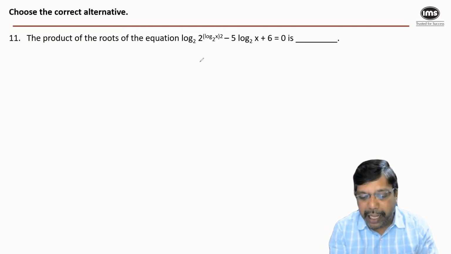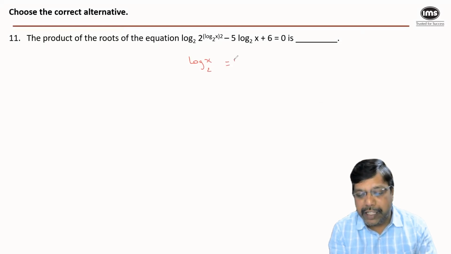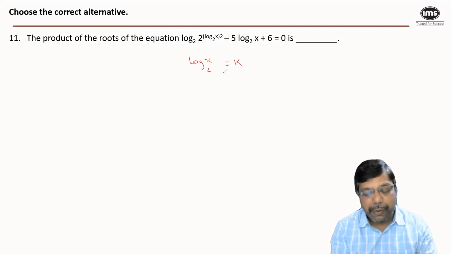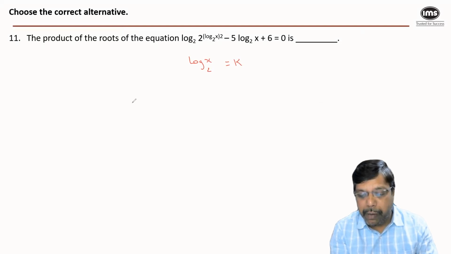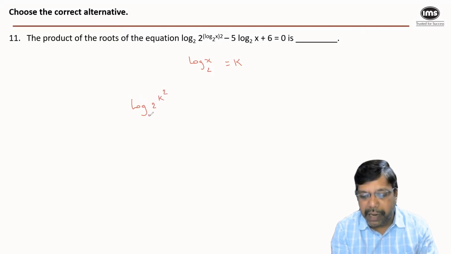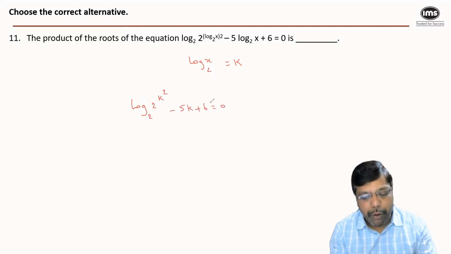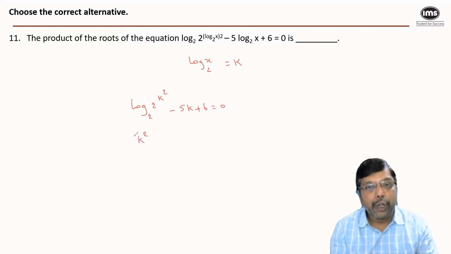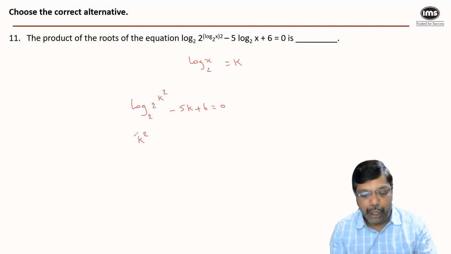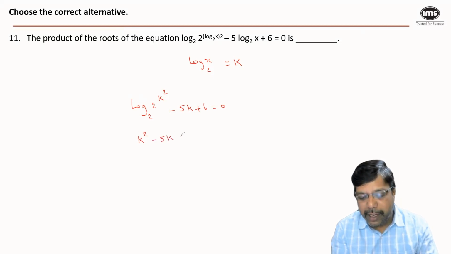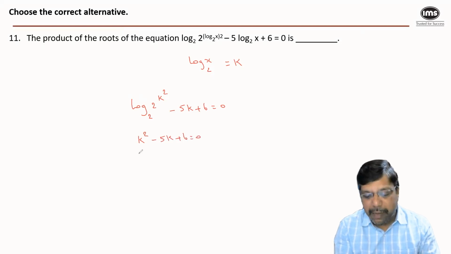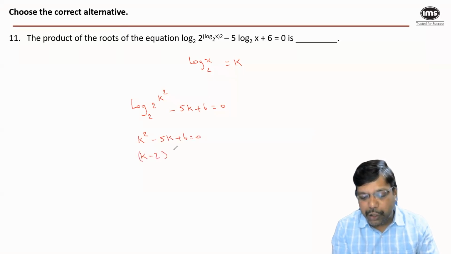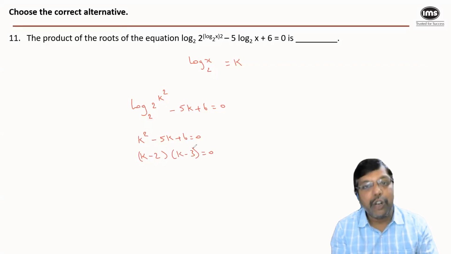Hence, let me replace log x base 2 with something called k. So if I substitute the same in the given equation, it will become log 2^(k²) base 2 minus 5k plus 6 is equal to 0. Now log 2^(k²) base 2 can be written as k² into log 2 base 2, which is equal to 1, so k² minus 5k plus 6 equals 0, which can be factorized as (k minus 2)(k minus 3) equal to 0.